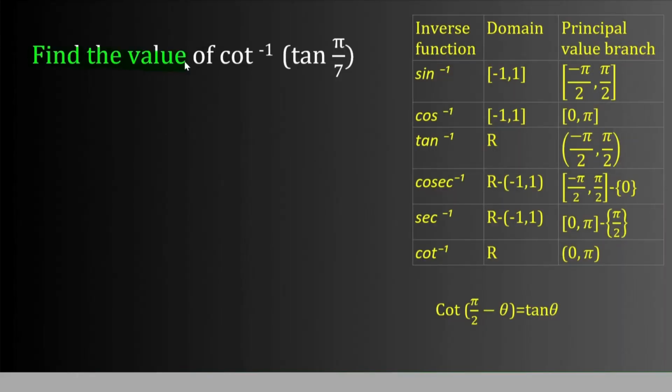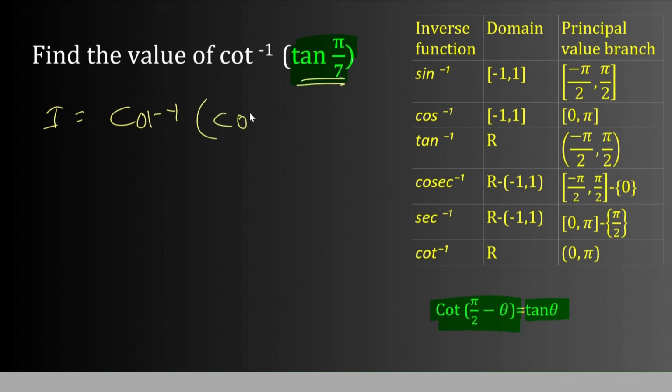The question here is to find the value of cot inverse tan pi by 7. So what we are going to do is write this tan in terms of cot. You know that tan theta can be written as cot of 90 minus theta. So that's what we are going to do. Let's say I is equal to cot inverse, and I'm going to replace this tan with cot of pi by 2 minus theta, where theta is pi by 7 over here.